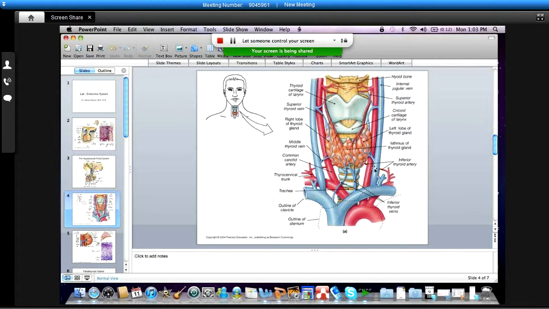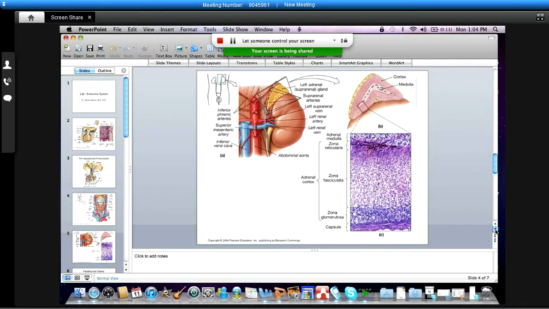There are several questions related to the anatomy and the circulation of the thyroid gland. You should be familiar with this picture. You should be familiar with the circulation, the inferior thyroid artery and the superior thyroid artery, as they provide blood flow to the thyroid gland. You should be able to identify the various lobes of the thyroid gland, the isthmus, and the right and left lobe of the thyroid gland.